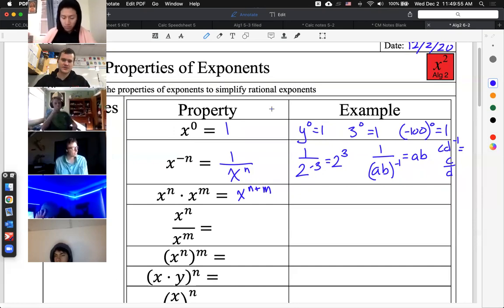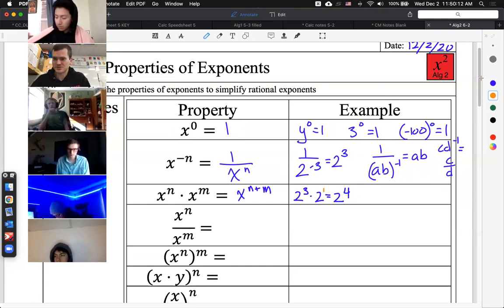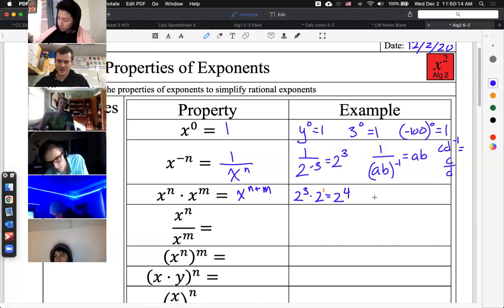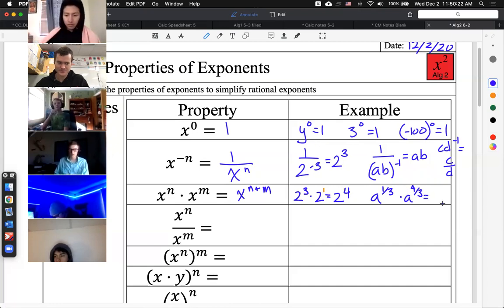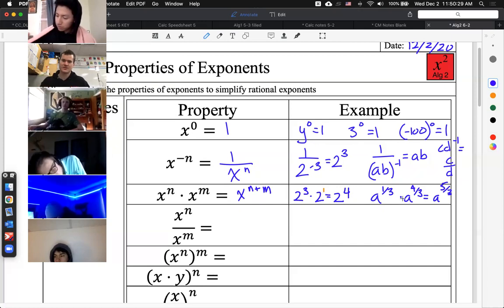So go ahead and give yourself some examples. If I have 2 to the power of 3 times 2, that's equal to 2 to the power of 4. Why? Because this original 2 by itself is really 2 to the power of 1, and then 1 plus 3 is 4. You can do fractions too. So let's do a to the power of 1/3 times a to the power of 4/3. This is equal to a to the power of 5/3. You just add 1 plus 4 is 5, and then the denominator 3 is still there, a to the 5/3.